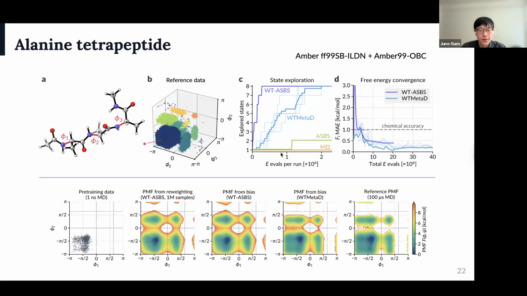But as soon as we turn on the biasing mechanism, then we can see that well-tempered metadynamics and well-tempered ASPS both explore states pretty quickly. And we get extra advantage by combining this with a diffusion sampler, because when our well-tempered biasing mechanism is combined with MD, then it has to explore states one by one because it's generating time correlated frames. But well-tempered ASPS can explore different directions at once because it generates IID samples during training.